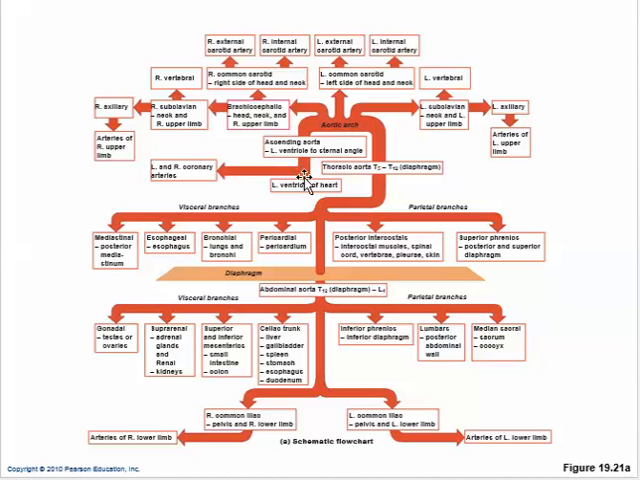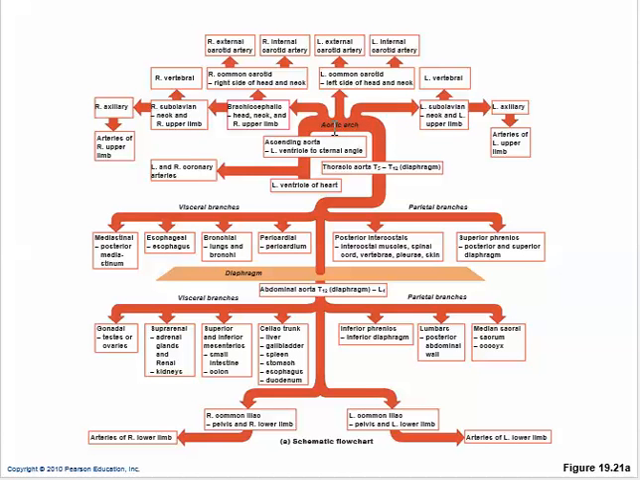So the important things to note are that the branches off of the aorta take the shortest route possible to the organs that they supply. So, for instance, when the aorta leaves the heart, the first branches are the coronary arteries because they supply the heart. At the arch of the aorta, there are three branches.